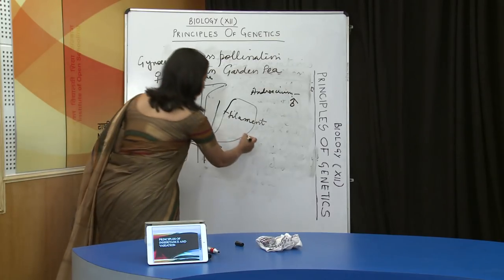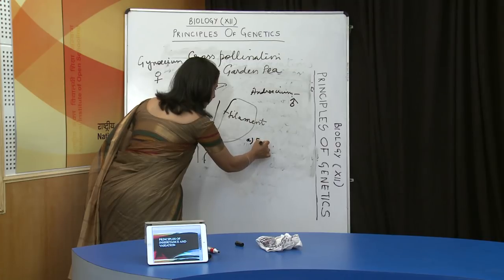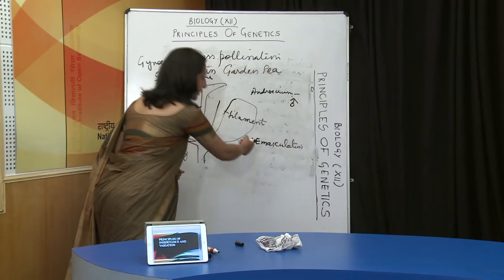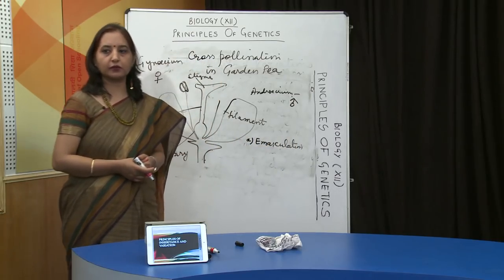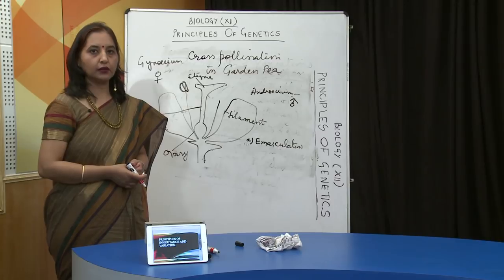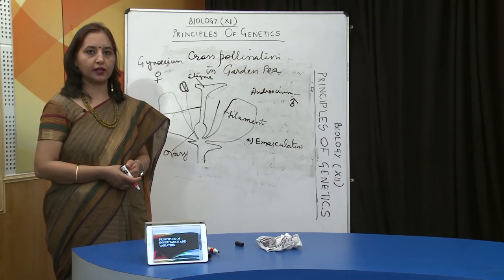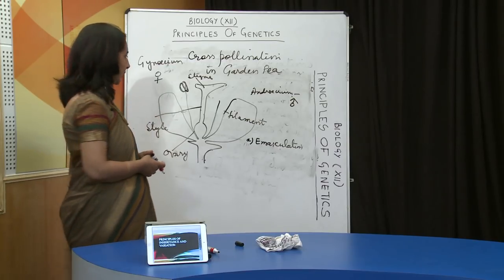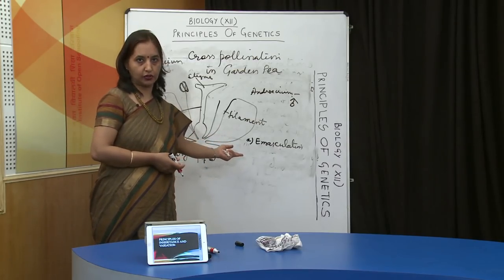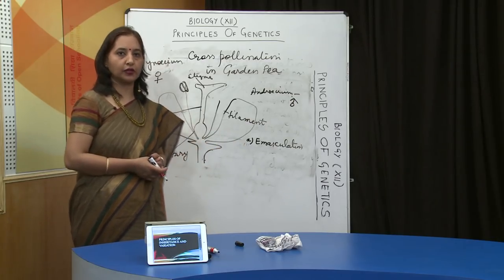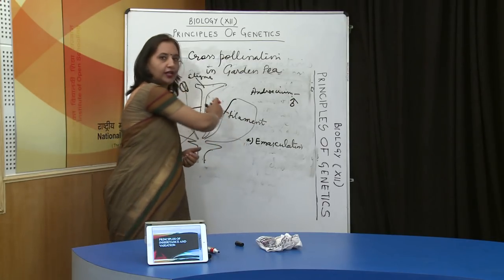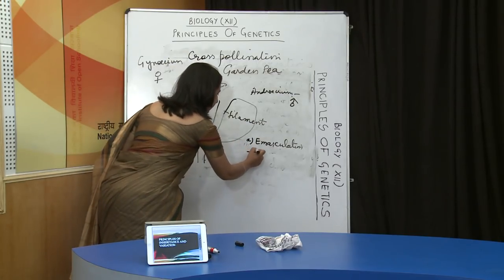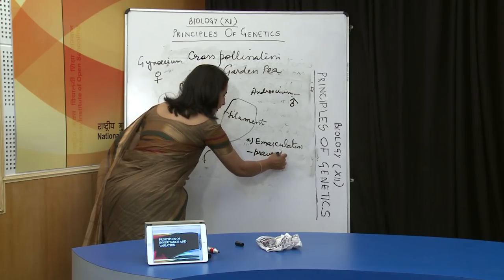I repeat, this first step in cross-pollination was emasculation. E means removal. Masculation means male part. So here, Mendel removed the male part, that is the anther, at a very young stage. Now, why was it done? It was done to prevent self-pollination. So the very first step towards cross-pollination was to cut the anther at a very young stage. And this step is called emasculation. And this was done to prevent self-pollination.